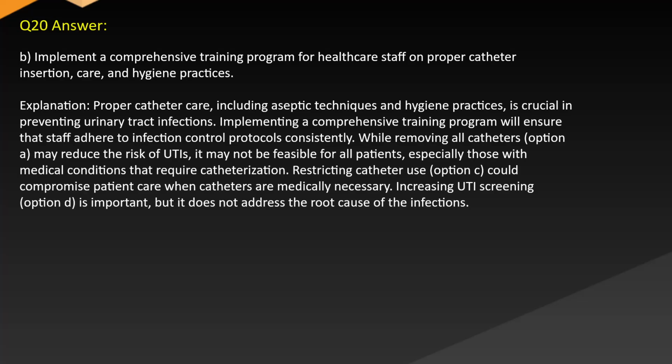While removing all catheters, option A, may reduce the risk of UTIs, it may not be feasible for all patients, especially those with medical conditions that require catheterization. Restricting catheter use, option C, could compromise patient care when catheters are medically necessary. Increasing UTI screening, option D, is important, but it does not address the root cause of the infections.